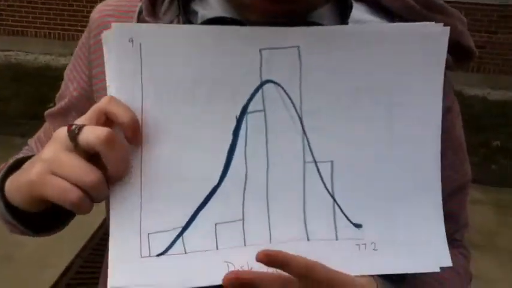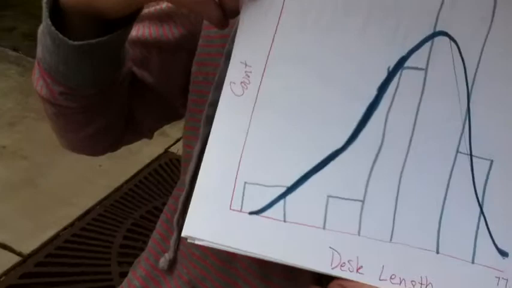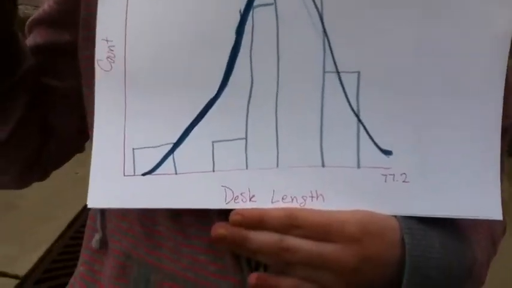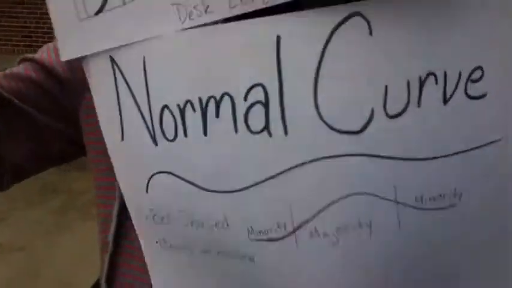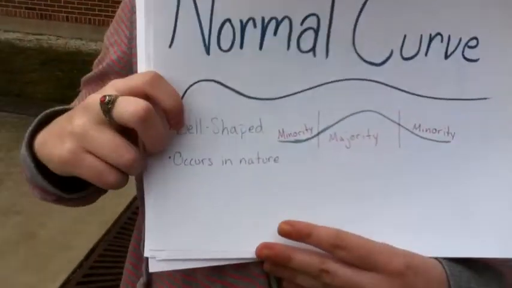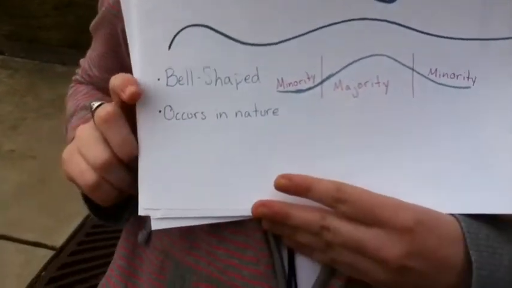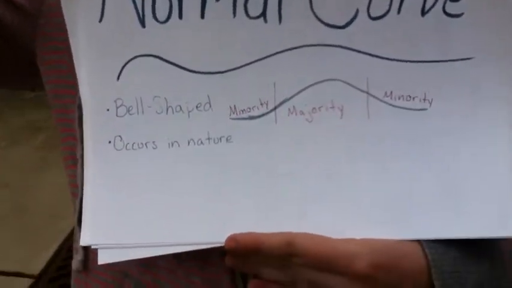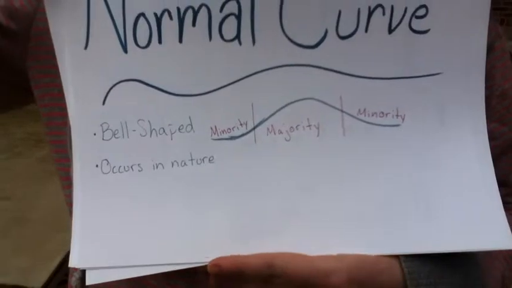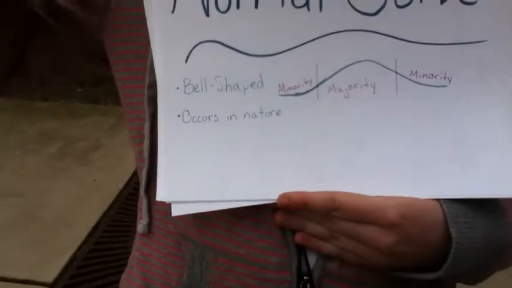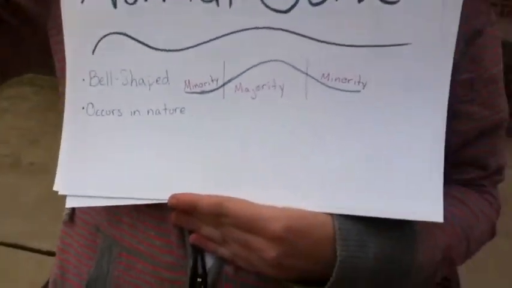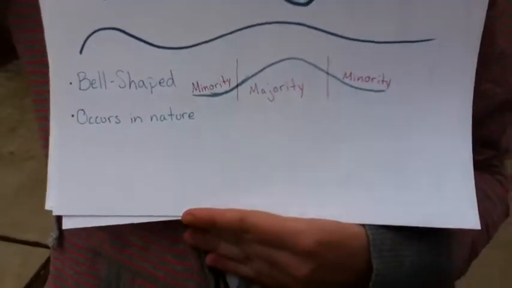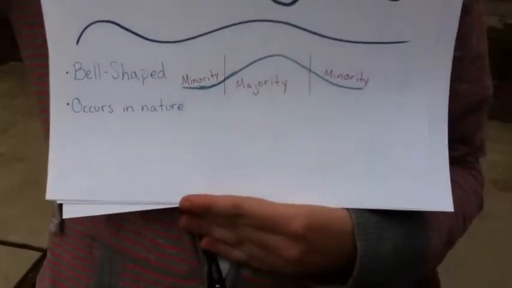Here's what a histogram looks like, and that big long curve is the normal curve. A normal curve is usually bell-shaped, and it occurs a lot in nature. The minorities are the lowest and the highest amounts, because there's very little going on there, and then the majority is the average or the middle.